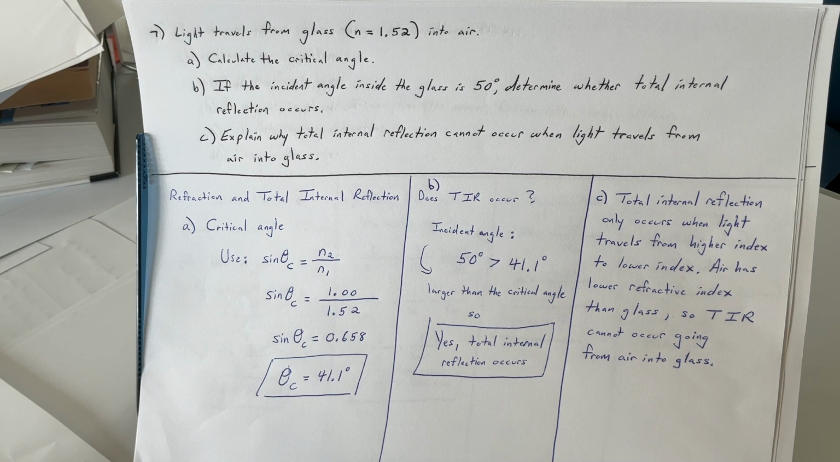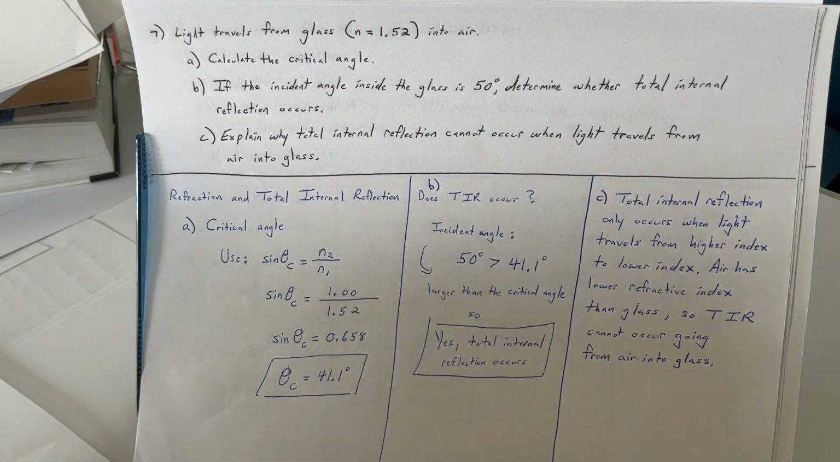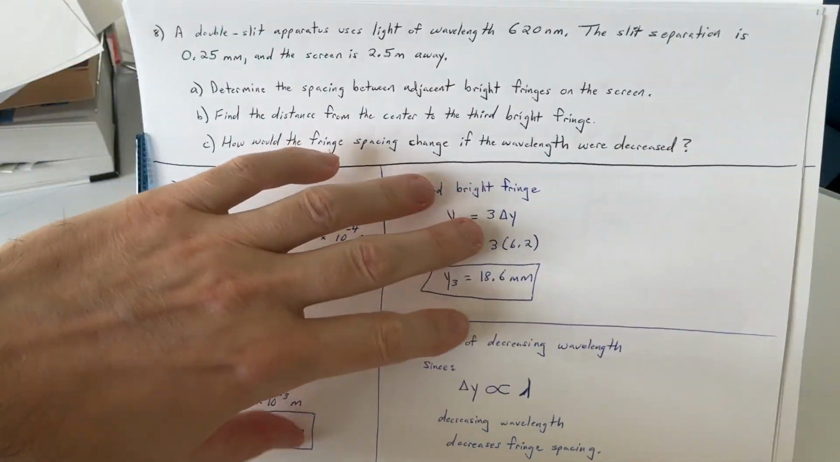Part C, explain why total internal reflection cannot occur when light travels from air into glass. Well, total internal reflection only occurs when light travels from higher index to lower index. Air has a lower refractive index than glass, so TIR cannot occur going from air into glass. All right, that's 7. Moving along to number 8.